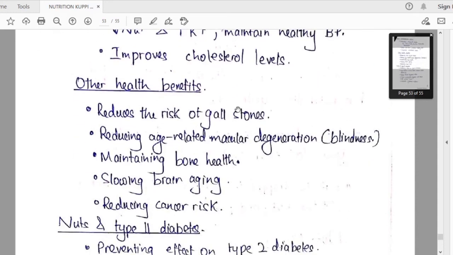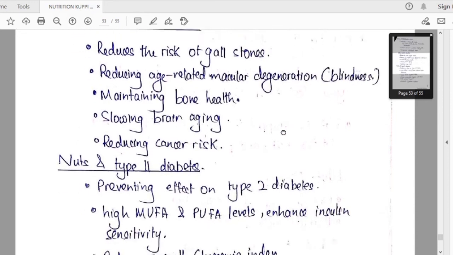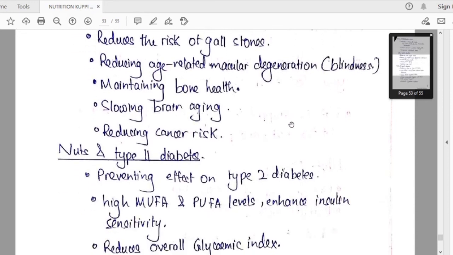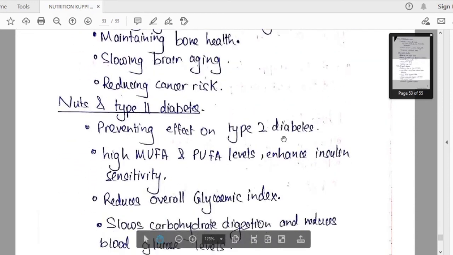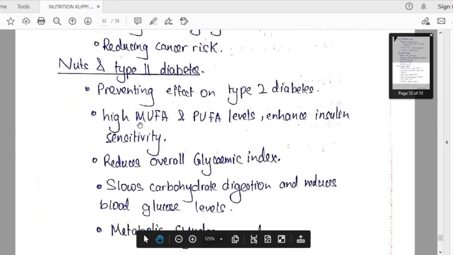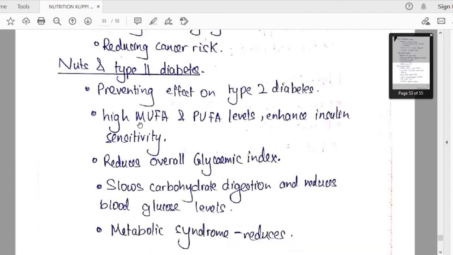Other health benefits. Reduces the risk of gallstones, reducing age-related macular degeneration, maintaining bone health, slowing brain aging, reducing cancer risk. Nuts and type 2 diabetes. Preventing effect of diabetes type 2. High monounsaturated fatty acids and polyunsaturated fatty acid levels enhance insulin sensitivity.